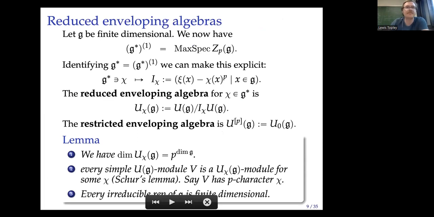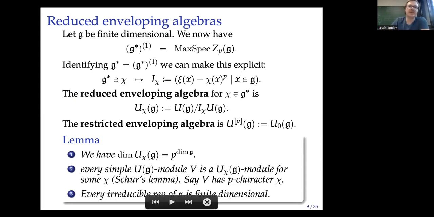So we can now define reduced enveloping algebras. Let g be finite dimensional. We have an identification between the Frobenius twist of g star and the maximal spectrum of the p-center. So there's an identification of sets of g star with its Frobenius twist. And if you haven't seen that before, then you can just blur your eyes slightly and imagine that the one isn't there. But we can make this very explicit.